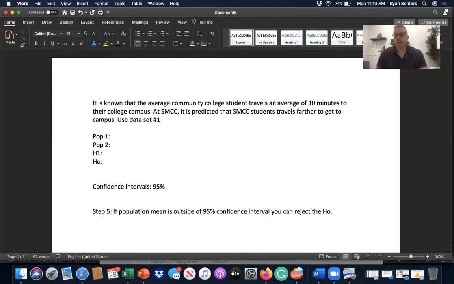Use data set 1. I'm going to do an abbreviated version of the 5 steps. Population 1 is our South Mountain Community College students. That's who we're testing, right? And population 2 is all other college students. Now, what is our hypothesis? It's predicted that South Mountain students travel farther. So we could say population 1 travel time will be higher than population 2 travel time. And then the null is just the opposite.